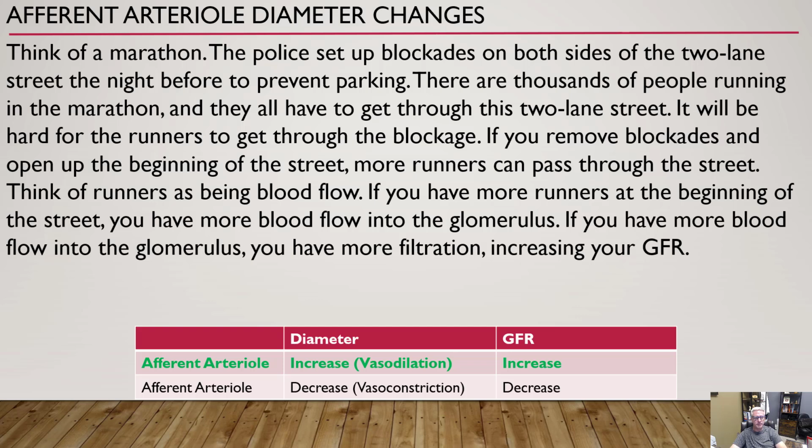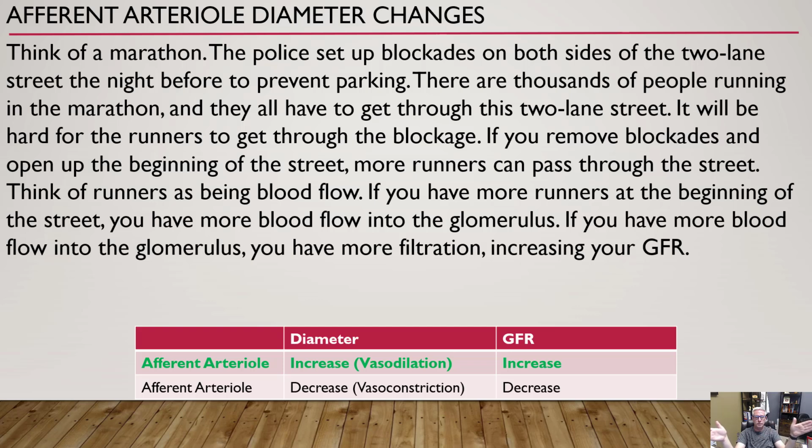So, and I know this is really confusing right now. So what I want you to do is, think of a marathon. And we have blockades on both sides of a 2-lane street the night before to prevent parking. And now there are going to be thousands of people running in that marathon, and now they have to go down this 2-lane street. And it's going to be hard for the runners to get through because of those blockades.